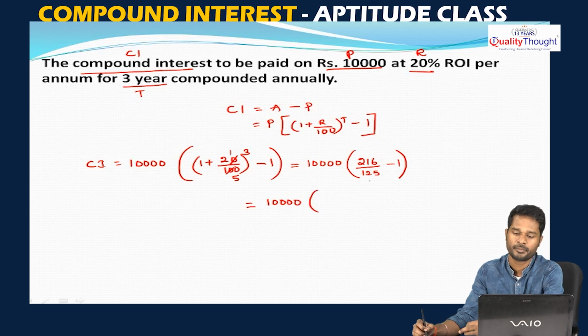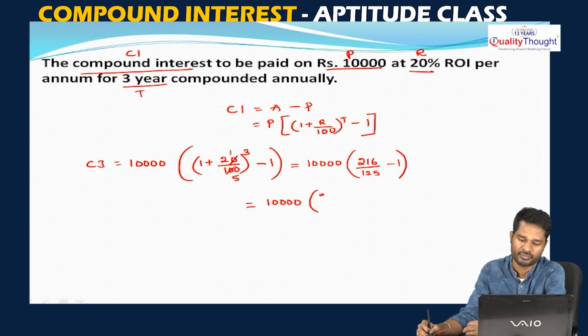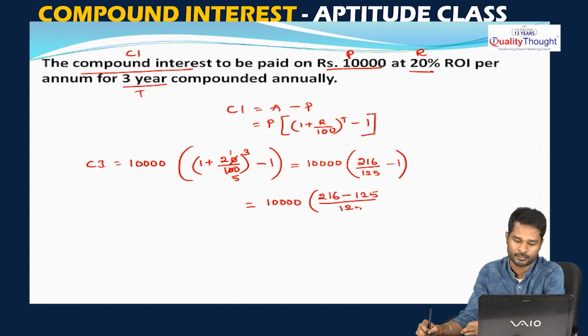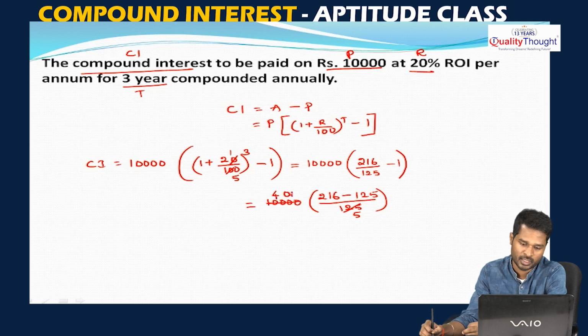So it is 10,000 into (216 minus 125) by 125. Now try to simplify this. 25 5s are 125, and 25 4s are 100, with 2 zeros left, so 5 1s are 5, which gives 80.